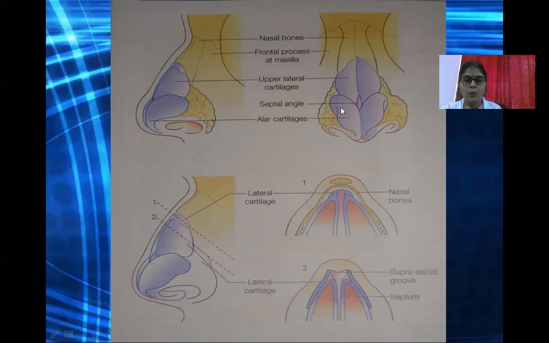So the lower lateral cartilage is also called the ala cartilage. It has a medial and a lateral part. That's the anterior view. This is the lateral view of the same.